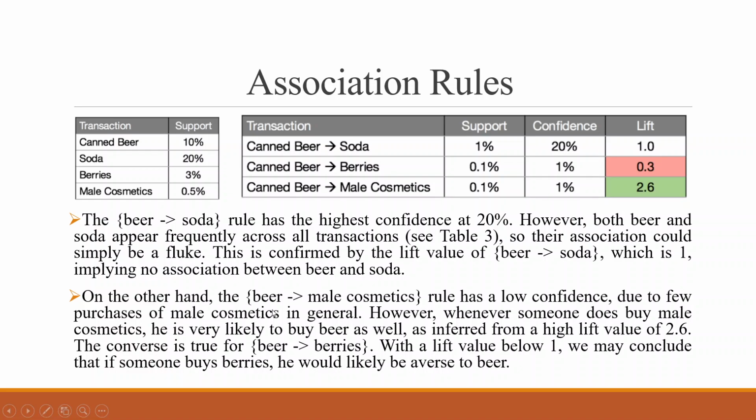On the other hand, if I talk about the beer to male cosmetics rule, the confidence is low due to few purchases of male cosmetics in general. However, as the lift is high, you can see the lift is very high, 2.6. It means that there are very high chances that these two events will occur together. Now, how can we carry out this association rule mining in RapidMiner?